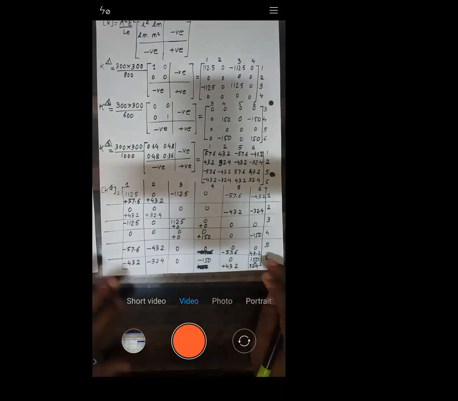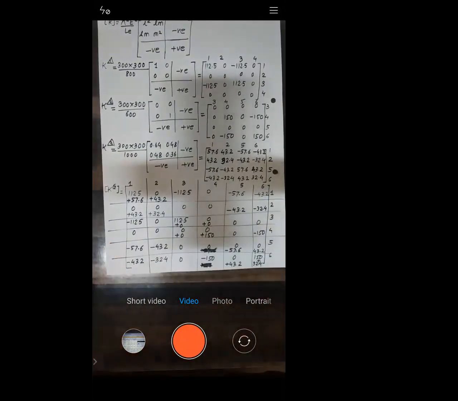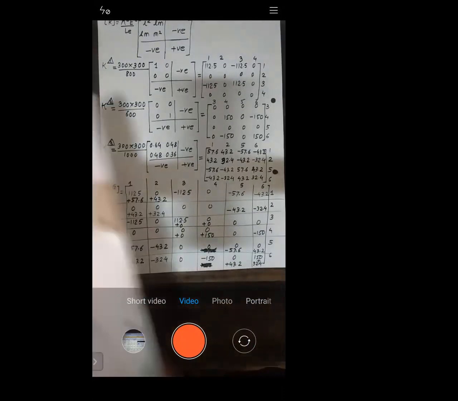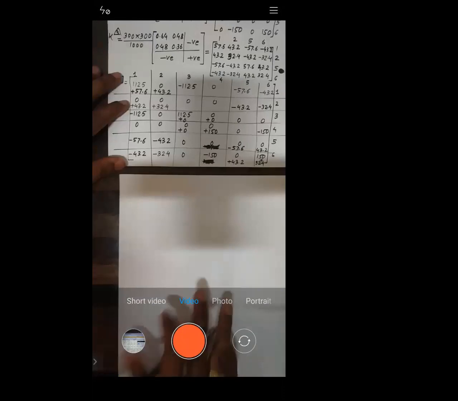So now we have the global stiffness matrix. Right? Now we need to solve it. Now we need to solve this global stiffness matrix. Can we do that or not? Let me know. Okay, so just write down that global matrix as it is.